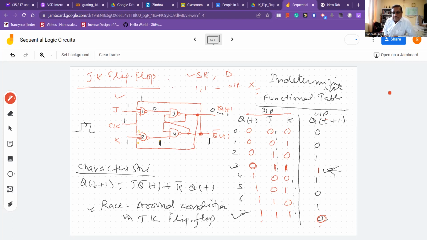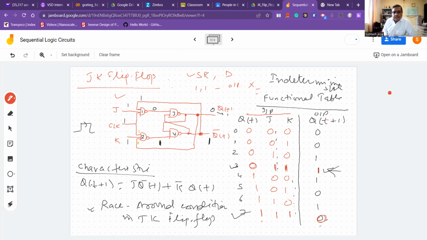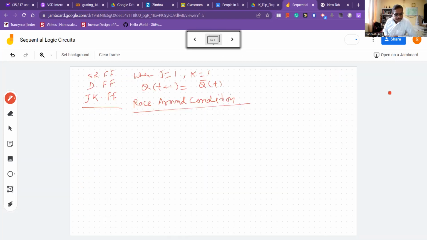But what is this race around condition and what problem does it create? Let us try to understand that. To get the next output, Q(t+1), a signal has to pass through two series NAND gates, that is 1, 3 or 2, 4, because these are in parallel. So the signal has to cross these two levels of NAND gate. Please keep this in mind.